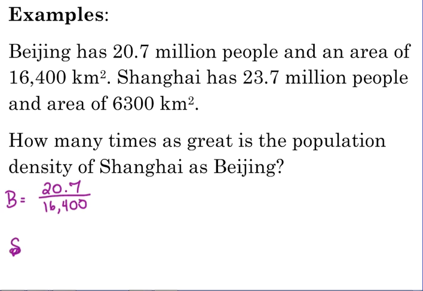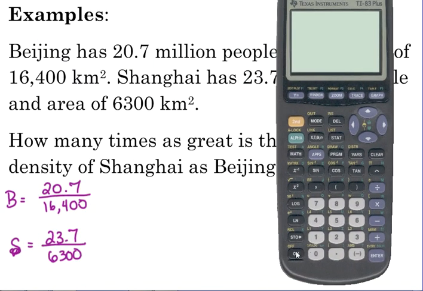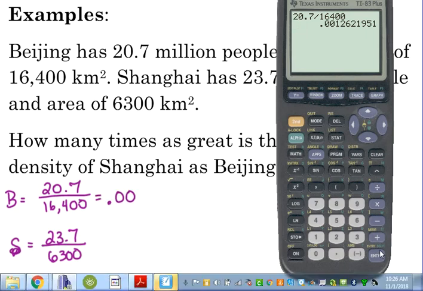Shanghai: population amount divided by space, area 6,300. Let's use our calculator, see if this will give us decent numbers, maybe usable, probably not. Okay, so we've got that decimal, 0.00126. 23.7 over 63. Whoops, too many zeros.